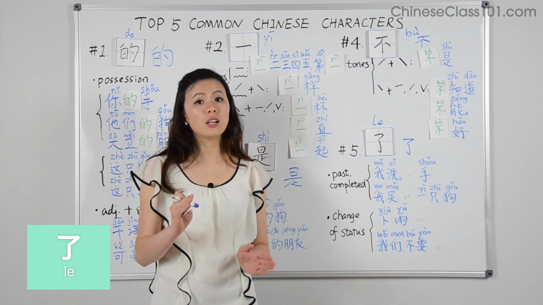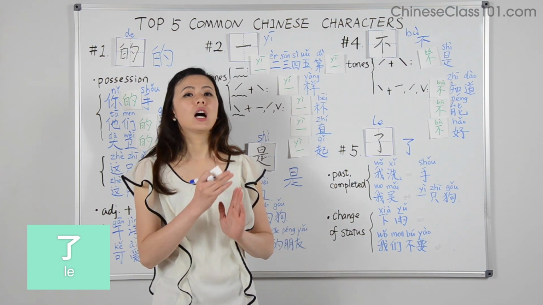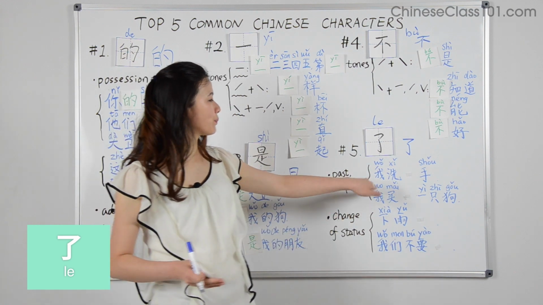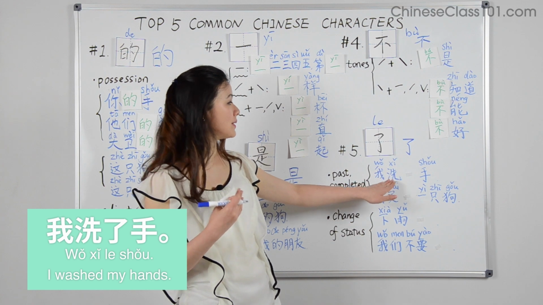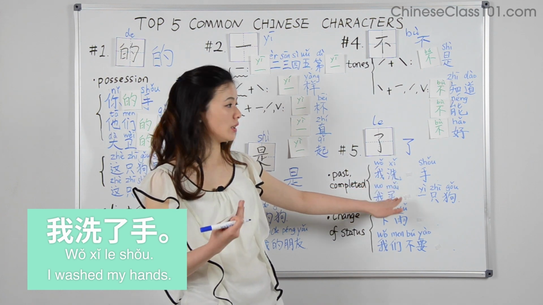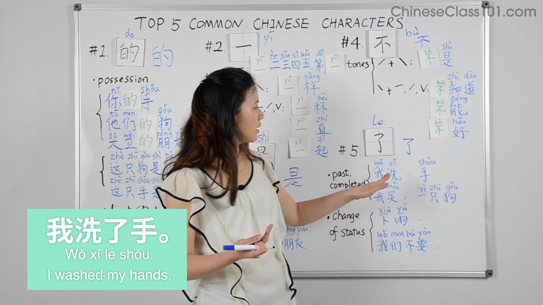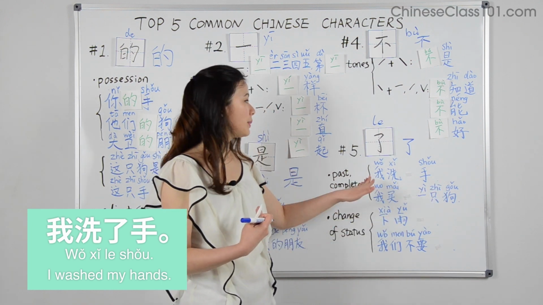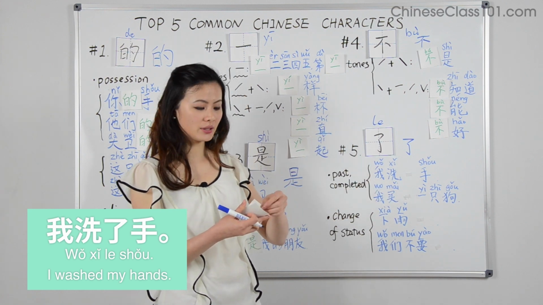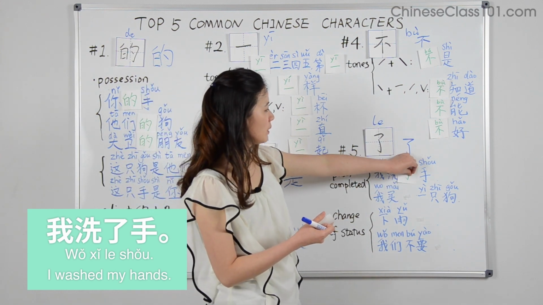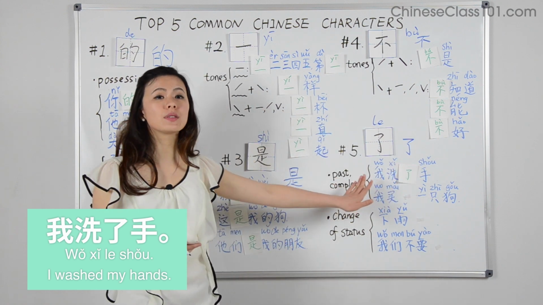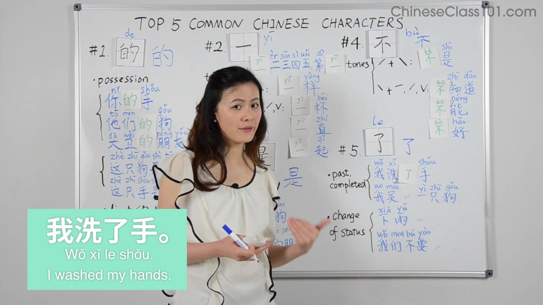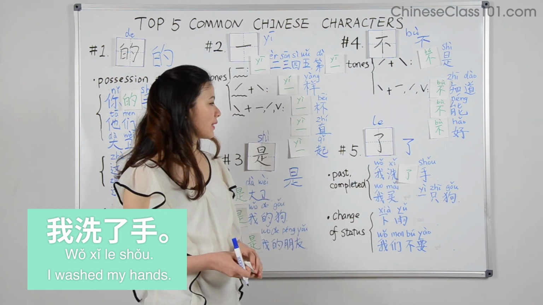First of all, 了 as a particle can indicate past events and completed actions. For example, 我 I, 洗 is a verb meaning wash, and 手 means hand. We can say 我洗手 meaning I wash hand, but if we put a 了 after the verb 洗, 我洗了手 becomes a past event. I washed my hands, or I have washed my hands.